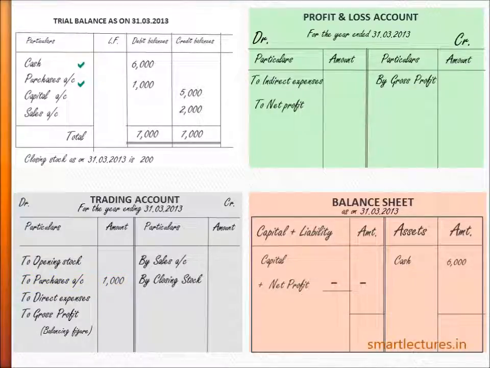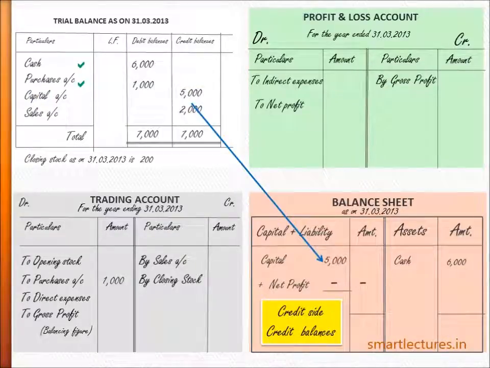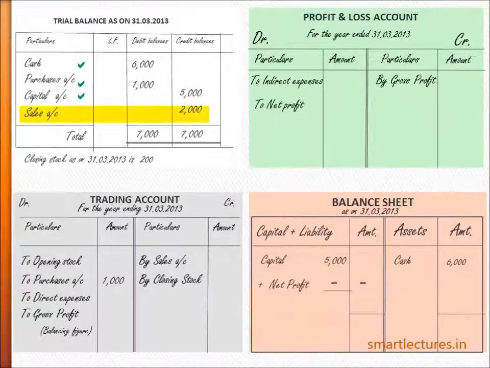Now come to the credit side. Capital. This is the credit item. It will go to the credit side of balance sheet. So write down capital rupees 5,000 in the inner column. Now sales rupees 2,000. It will go to the credit side of trading account. Because it's a credit item of the trial balance, it will go to the credit side. So by sales rupees 2,000.